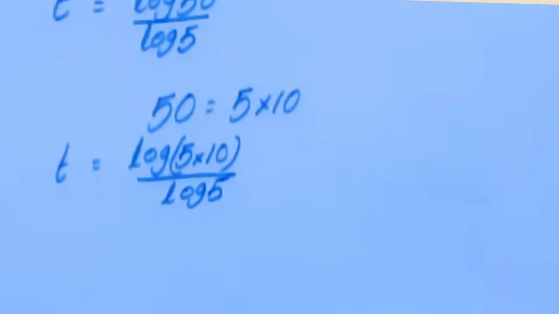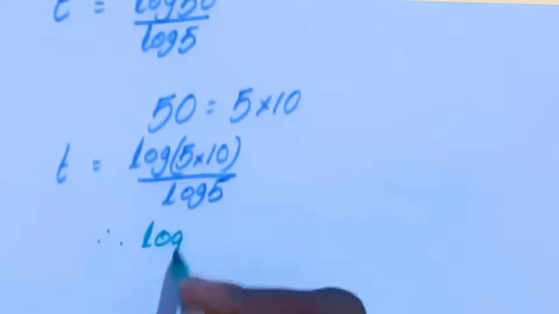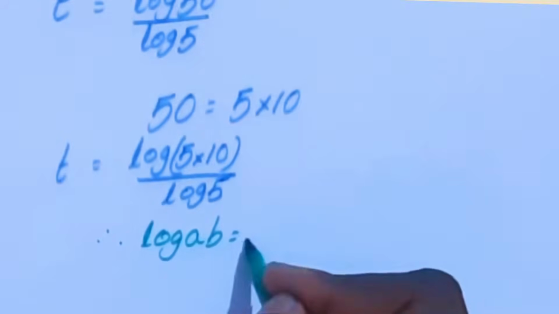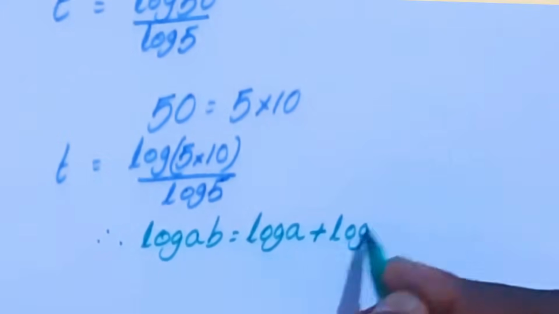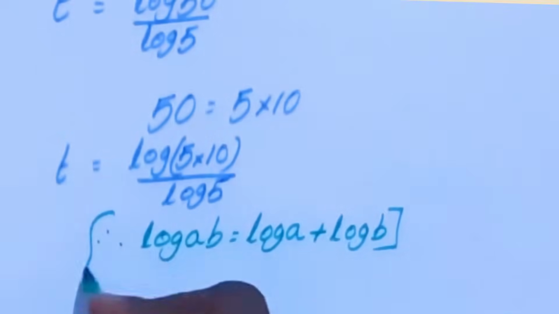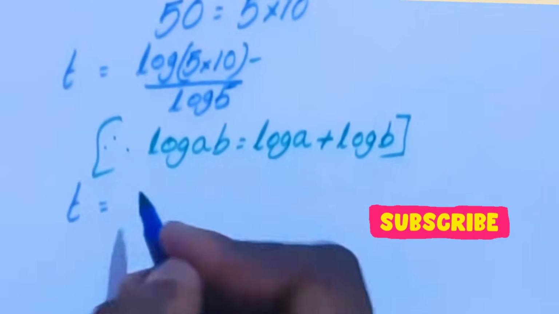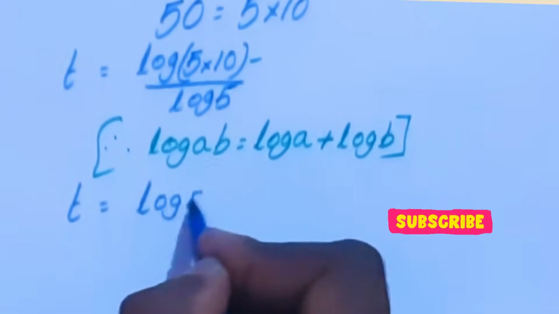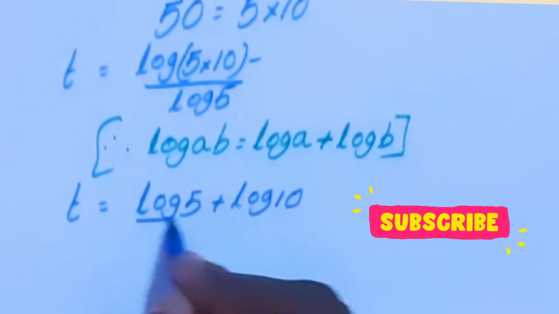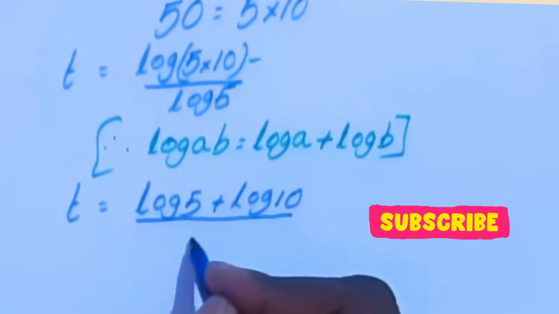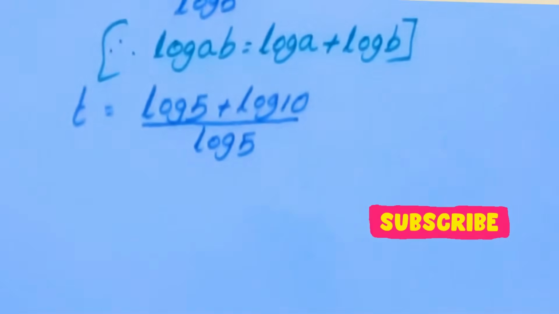Now we are going to apply this log product formula, that is log ab equal to log a plus log b. This we are going to apply here. So t equal to log 5 plus log 10 in denominator log 5.